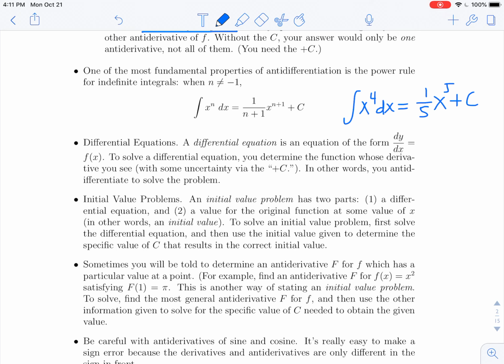Differential equations. A differential equation is an equation of the form dy over dx equals little f of x. To solve a differential equation, you determine the function whose derivative you see, with some uncertainty via the plus c. In other words, you anti-differentiate to solve the problem.